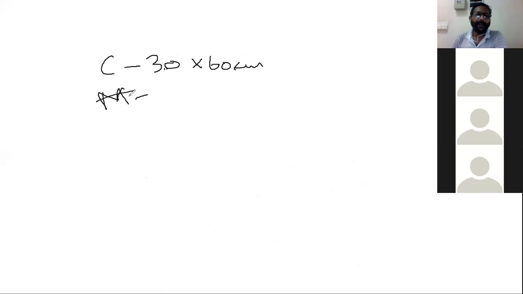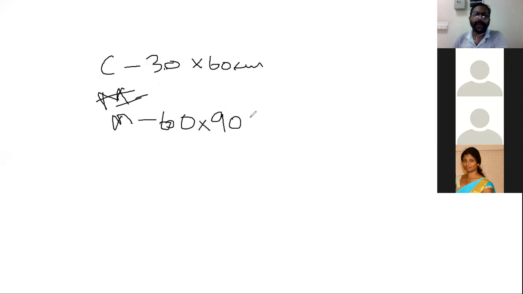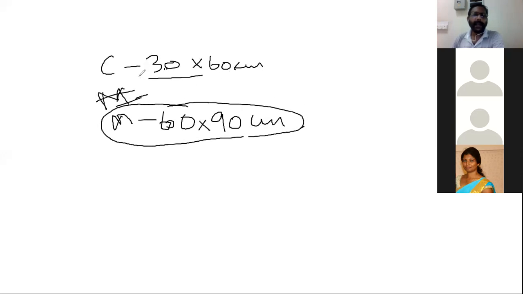Oh, we will take one more different one. 60 into 90. Maize? Right. Is it maize or something else? 60 into 90, right. I am not sure, I couldn't remember all these figures. Somebody said 60 into 90 spacing. So for maize it is 60 into 90, and for chili it is 30 into 60.